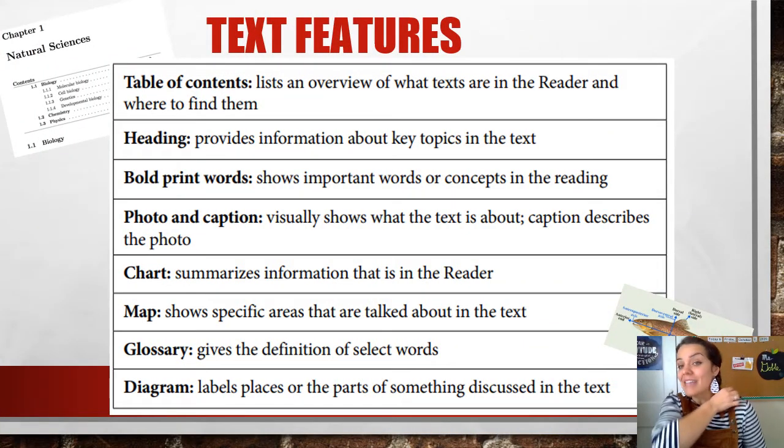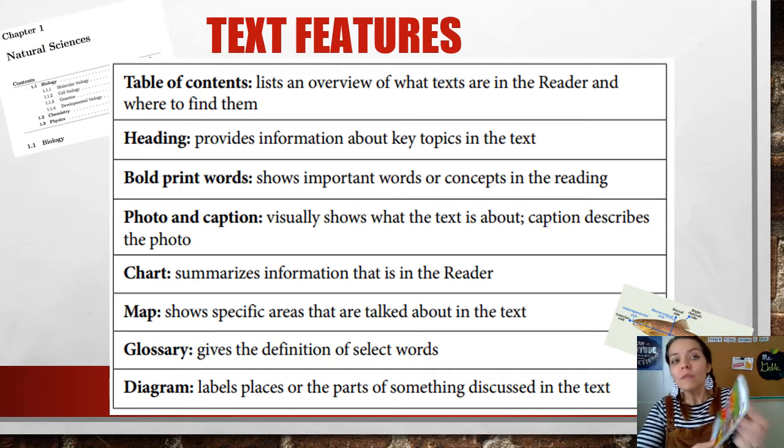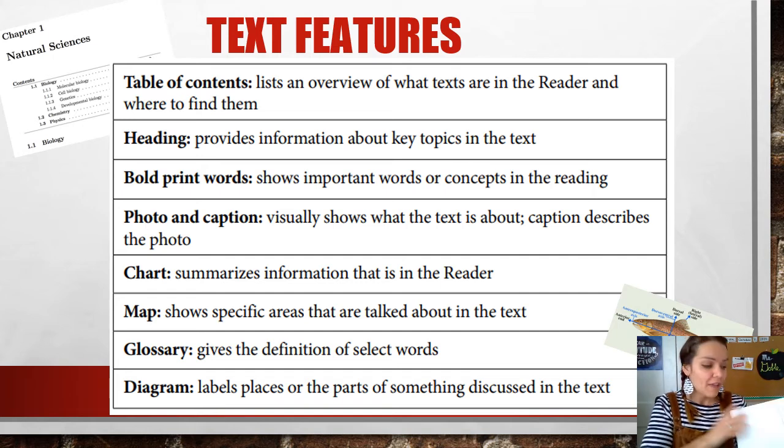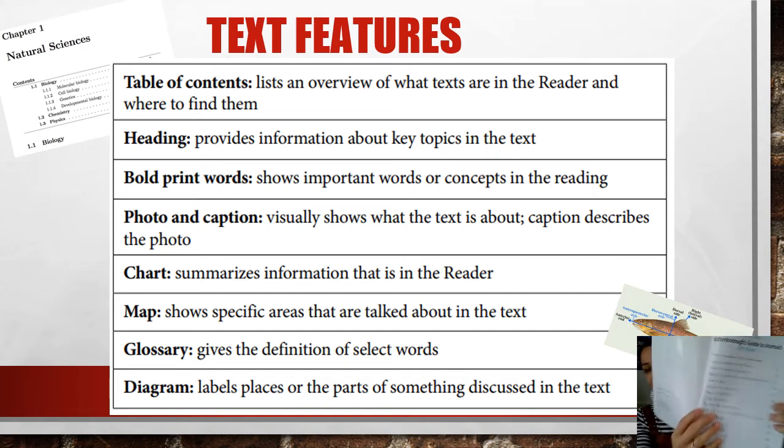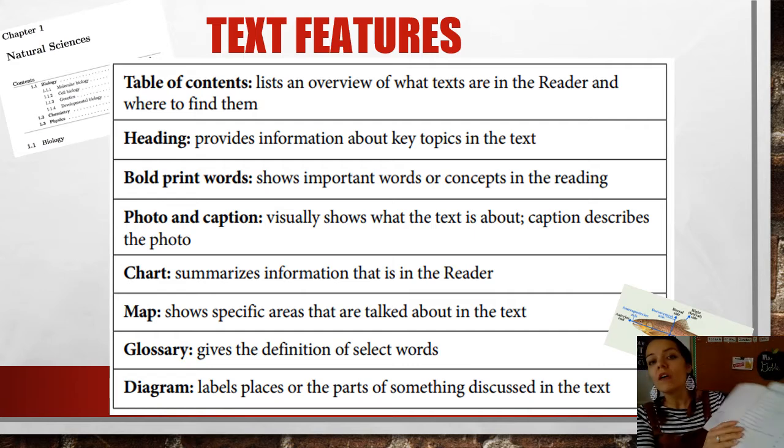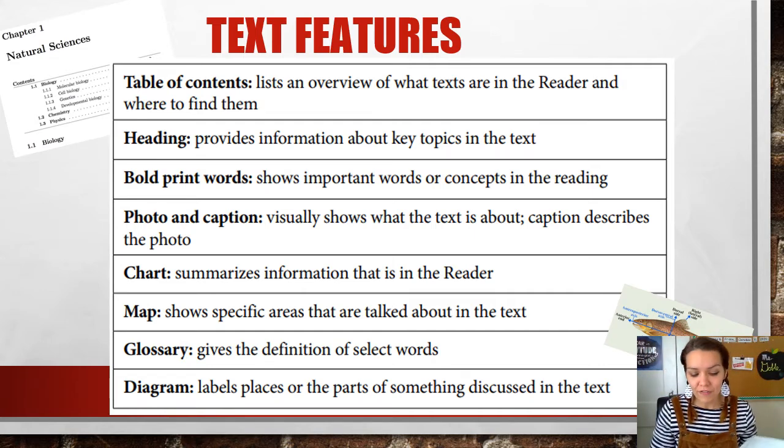We're going to look at some text features today because they are very useful for guiding you while you are reading. You will find things such as a table of contents. So this lists the chapters, overview of what texts are in the reader, where to find them. Headings, they provide important information about a topic. Bold print words, photos and captions, charts, maps, glossary, and diagrams. These are all text features, and we'll look at some of those as we read today.